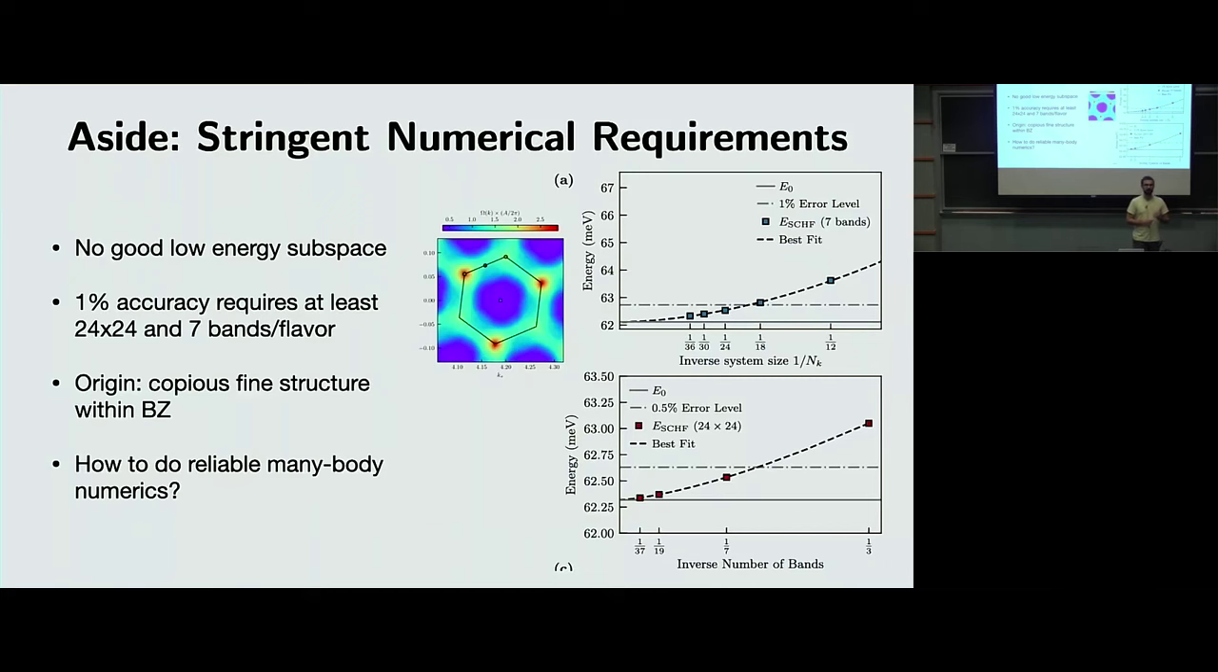So in the face of this, I think it's a real challenge for the community to do reliable many-body numerics that aren't going to be strongly biased by some of these effects.